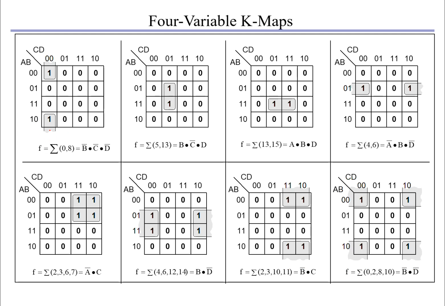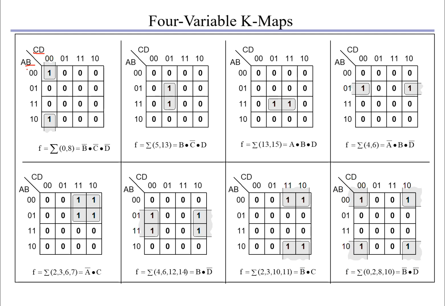This video is on 4 variable K-map. So in the previous video we have discussed about 3 variable K-maps. Now we are going to discuss about the 4 variable Karnaugh map. As for the 4 variables, I am considering the 4 variables here as A, B, C, D.